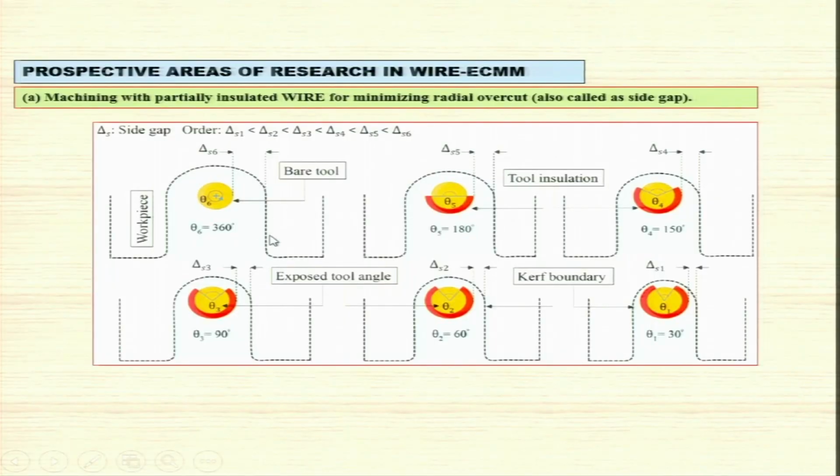Now you can see here partially insulating wire. I know that it is very difficult to insulate the wire partially, not fully. Fully you can do it, but partially you have to insulate, because you want electrochemical micromachining also, and for that you have to have a certain bare part from where current will flow between the wire and the workpiece. So you can see different configurations shown over here. This is the fully bare tool. You have a large overcut over here, a large radial gap between the workpiece surface and the tool.